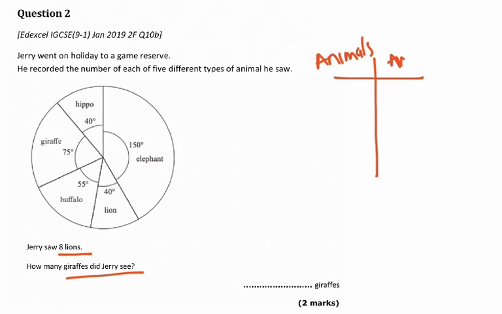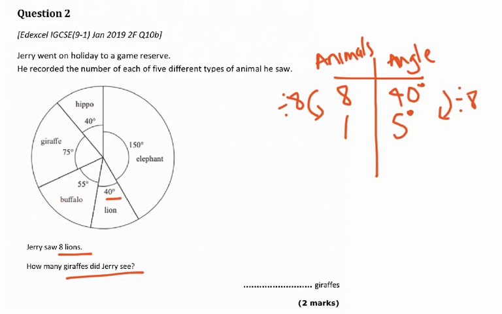and angle. Okay, so the first thing then is that he saw 8 lions, and we know that that represented an angle of 40 degrees. So I'm now going to compare and find out what one animal would be. So if I wanted to represent what one animal be, what angle would one animal be? Well, if I divide by 8 in the animals, I'm going to divide by 8 with my angle. So one animal would represent 5 degrees on a pie chart.